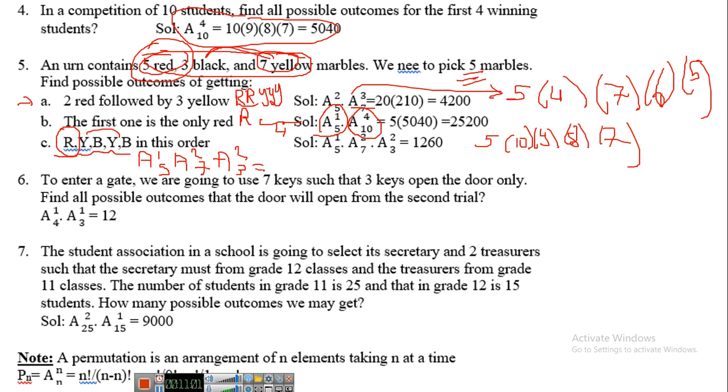So the answer: 1 out of 5 is 5. 2 out of 7 is 7 times 6. And 2 out of 3 is 3 times 2, and the answer will be 1260.